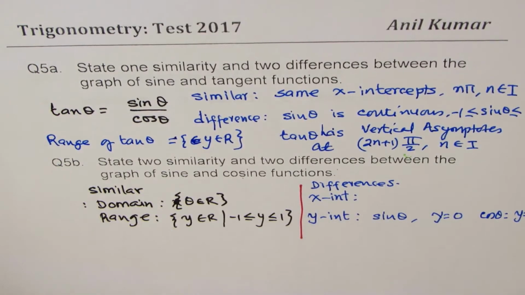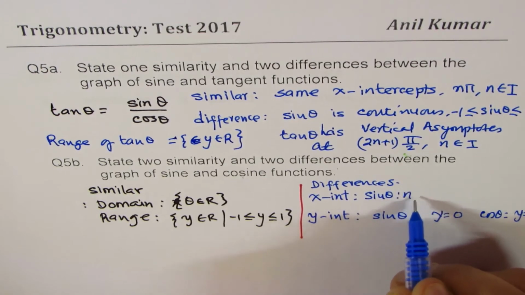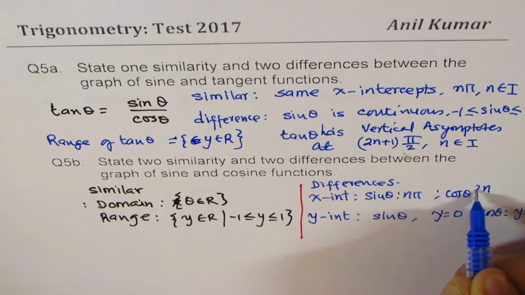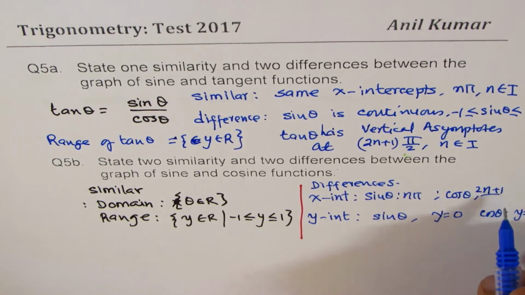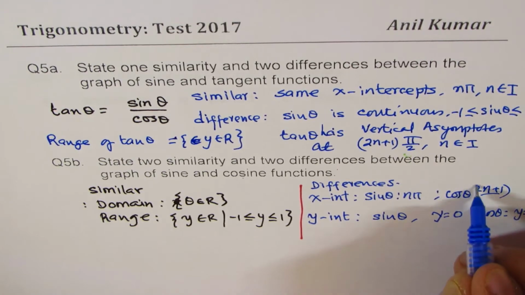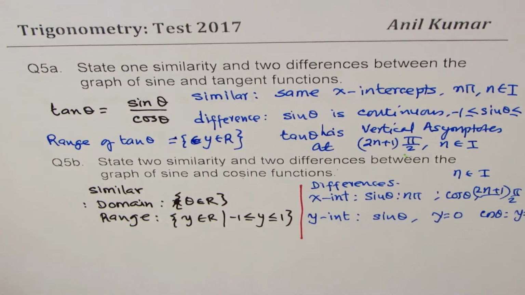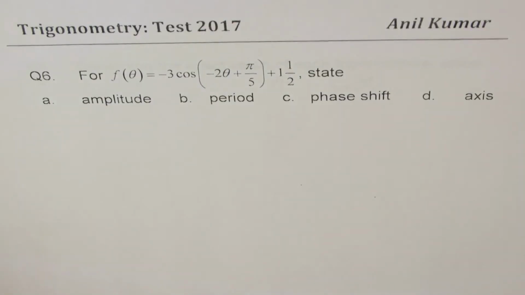As far as the x-intercepts are concerned, for sine theta, it is n pi, right? And for cos theta, it is (2n plus 1) times pi by 2, where n belongs to integers, correct? So that is how you can actually give their differences also. So I hope that makes sense, correct? Okay, so let's move on and take up question number 6.